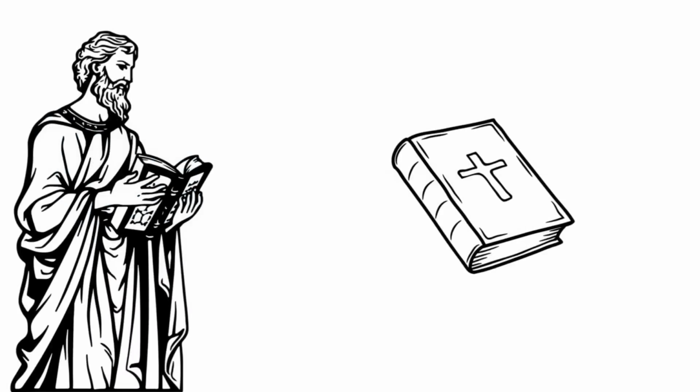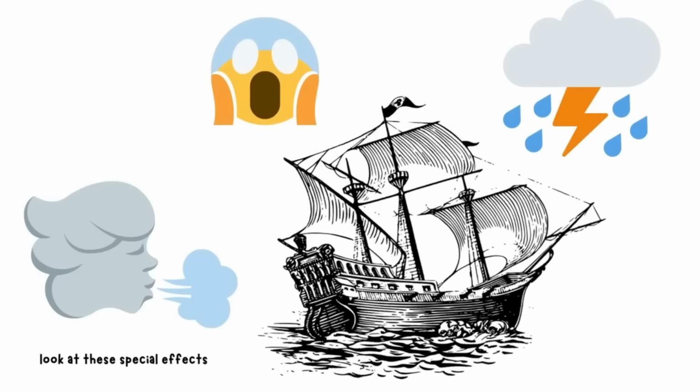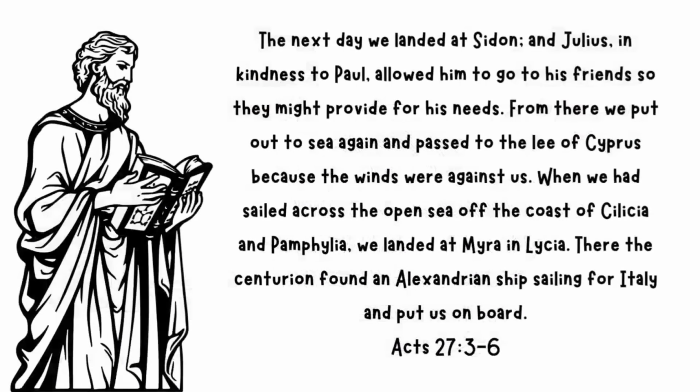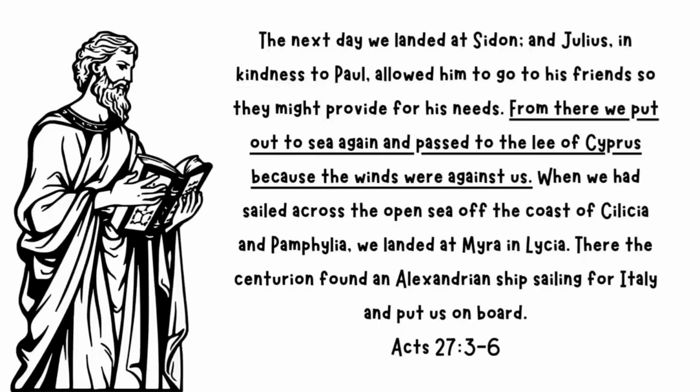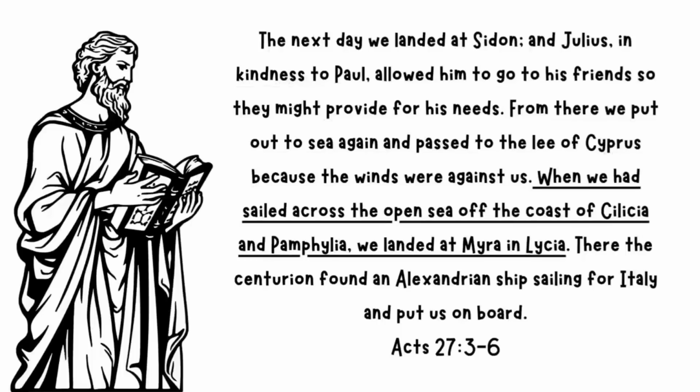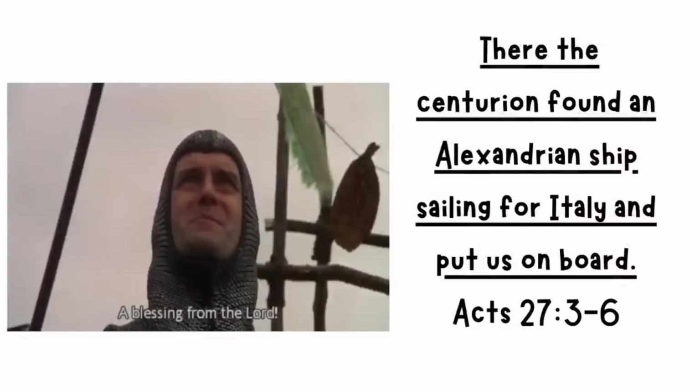So in Acts 27, we're treated to this gripping account of Paul's turbulent journey and shipwreck. Let's check it out. In verses 3 through 6, we read about how they start off in Sidon, where Julius the centurion shows some unexpected kindness by letting Paul catch up with his buddies for a bit. Then they hit the seas, hugging the coast of Cyprus to shield themselves from the relentless winds. After navigating through Sicilia and Pamphylia, they finally dock in Myra, Lycia. And guess what? Right there they find a ship heading straight for Italy, just what they needed.